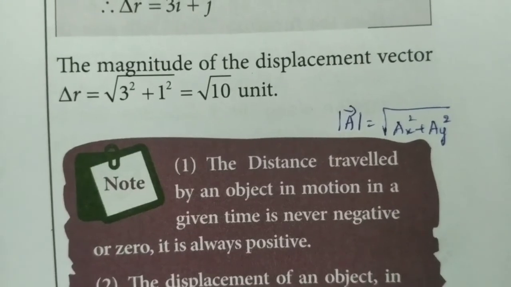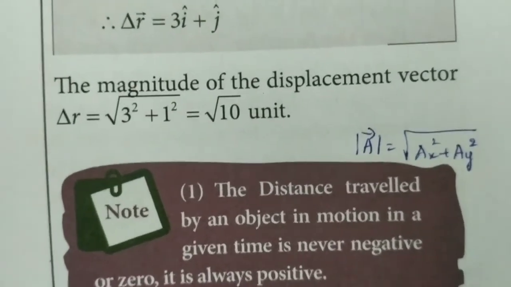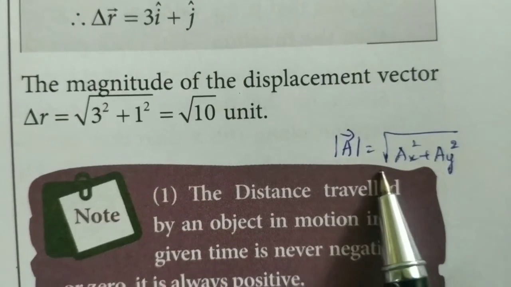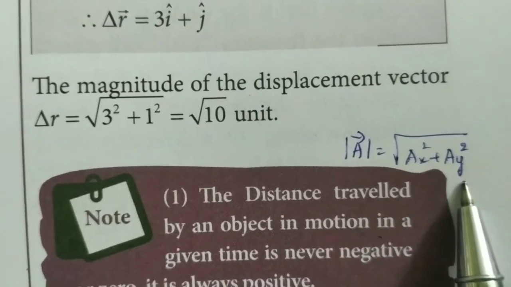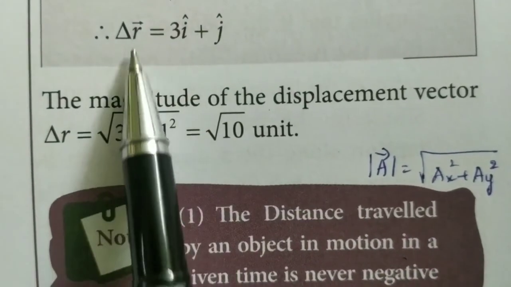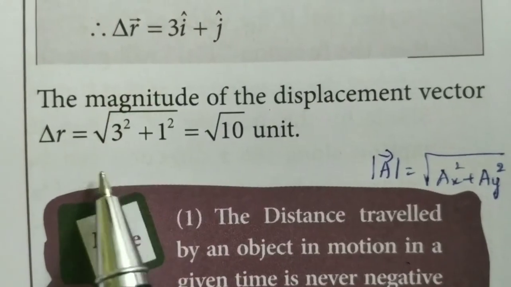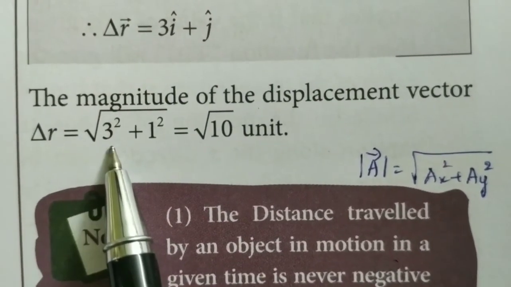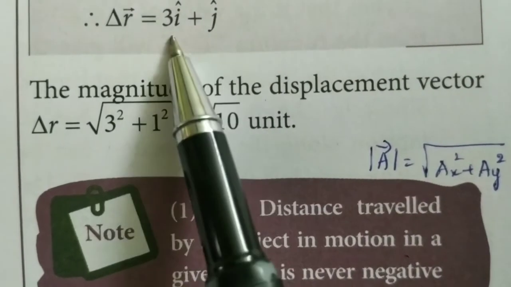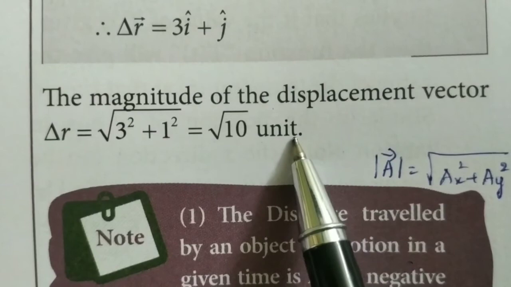In the previous videos, we learned how to find out the magnitude of a vector. For a vector A, the formula is root of ax square plus ay square, isn't it? Just like that, here we have delta R vector. So the magnitude is root of 3 square plus 1 square. In the place of ax and ay, here we have 3 and 1. So it is equal to root of 10 units.